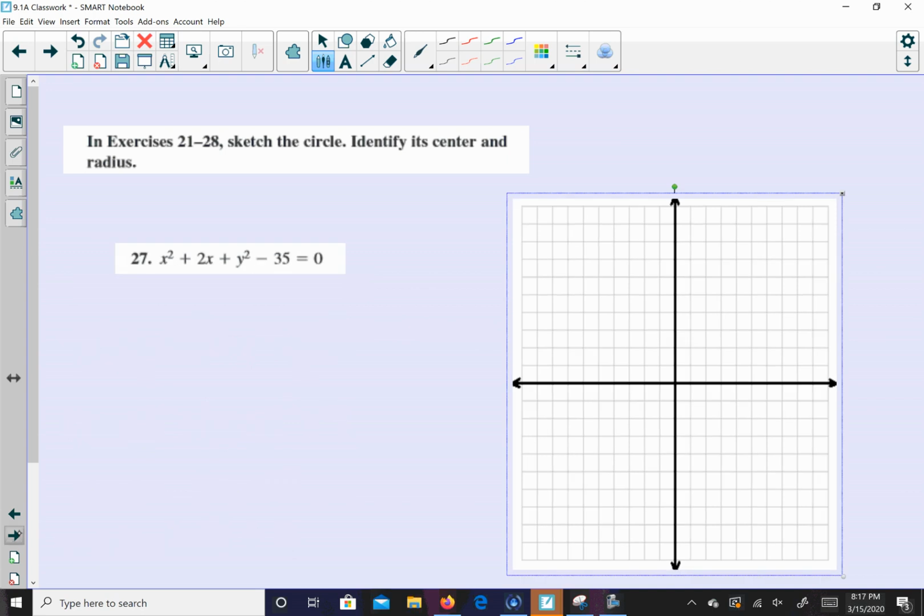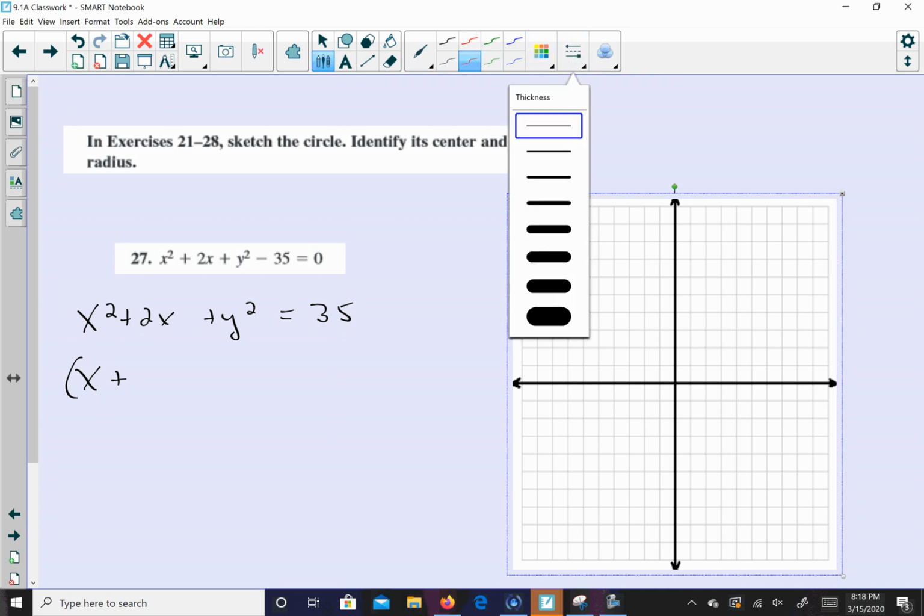Here's another one. Here I'm going to have x squared plus 2x plus y squared. Notice I don't have a y to the first power, and that's okay. I'm just going to leave the y squared on this side. I'm still going to move the 35 over to the other side. Completing the square for x, I'm going to have x, copying down this plus sign. 2 divided by 2 is just simply going to be 1.